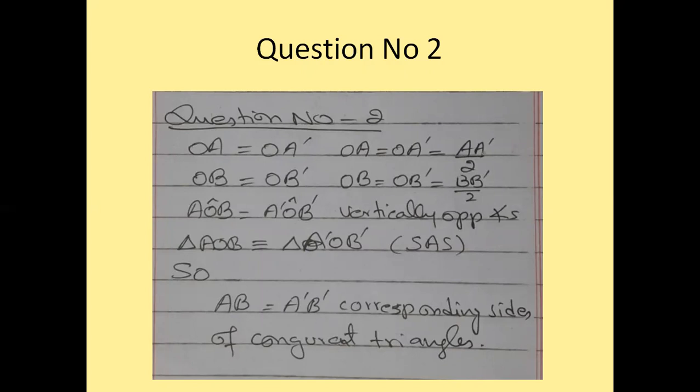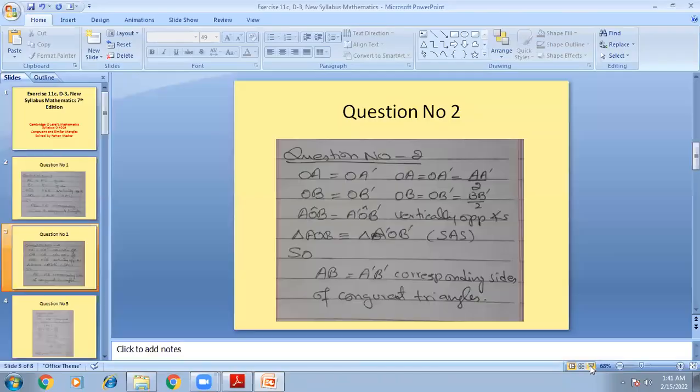So I can say that the triangle AOB is congruent to the triangle A'OB'. The reason is side angle side. So I can say that AB, that's the length of that trough, will be equal to A'B', because they are the corresponding sides of the congruent triangles. So this is how you will prove that AB is equal to A'B'. I hope that you have understood this question. So that was question number 2. Let's go to the next question.